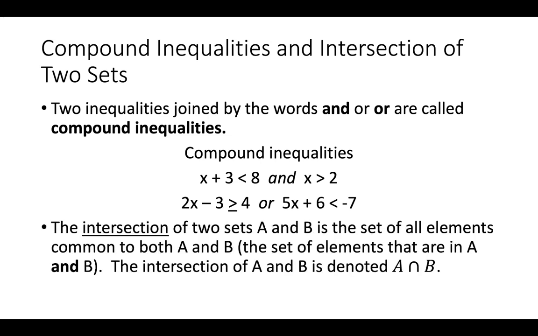All right, so we'll start with the intersection of two sets. The intersection of two sets A and B is the set of all elements common to both A and B. In other words, the set of elements that are in A and B. The intersection of A and B is denoted like this, with this kind of upside down U symbol.